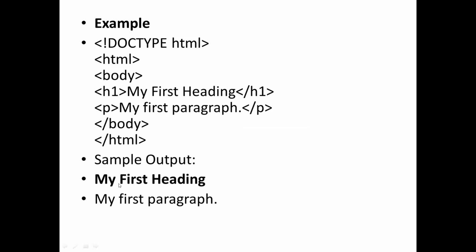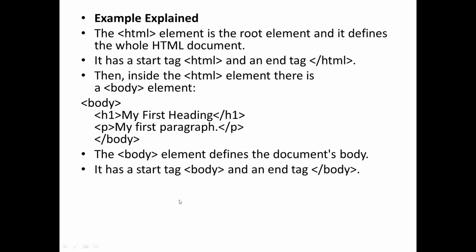So in the output we will see it like this: my first heading as H1 and my first paragraph as paragraph. HTML is the root element, and the HTML starting tag you have to declare like this, and after declaring all the elements and content, if you want to close the HTML tag you have to declare it with a forward slash and HTML. And these are the nested elements.